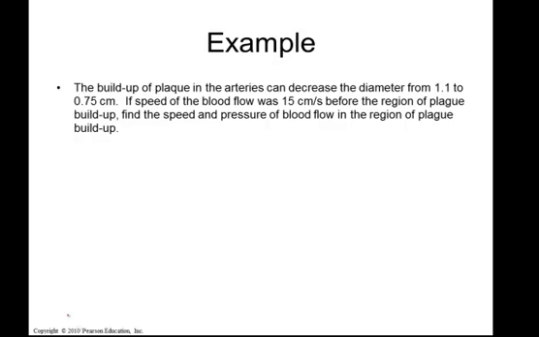This is going to use not only the continuity equation, but also Bernoulli's. And that problem that I mentioned earlier, the 15.60, is going to be using both parts, just like this example. So it says that the buildup of plaque in the arteries can decrease the diameter from 1.1 to 0.75 centimeters. And the speed of the blood flow was 15 centimeters per second before the buildup. And they want me to find the speed and the pressure in the region of plaque buildup. So I first am going to use my continuity equation.